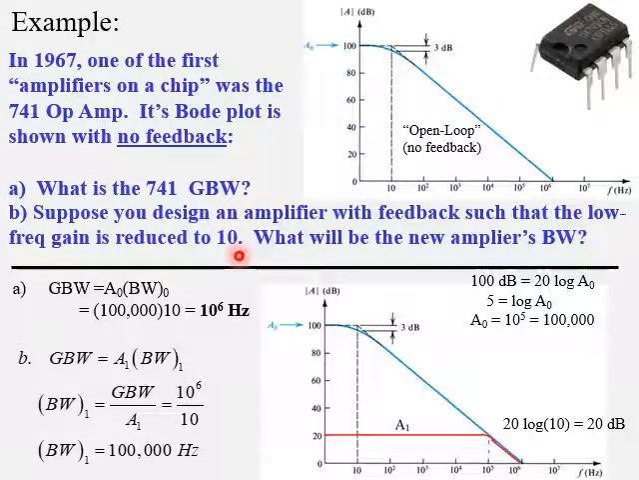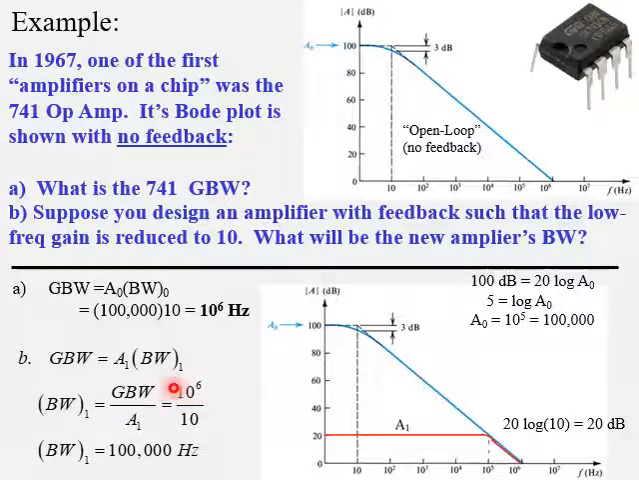and we're going to end up with an amplifier with a low frequency gain of only 10 instead of 100,000. And we want to know, what is the new amplifier's bandwidth? Well, what we can do here is, remember from the previous slide, the gain bandwidth product is equal to the A1 value, which is the new feedback amplifier's flat gain, or low frequency gain, multiplied times its bandwidth, BW sub 1. So we're going to solve for BW, bandwidth, and that's equal to the gain bandwidth product, which is 10 to the 6th.